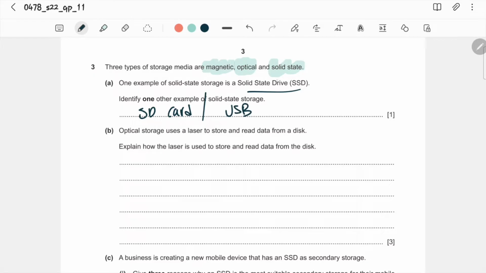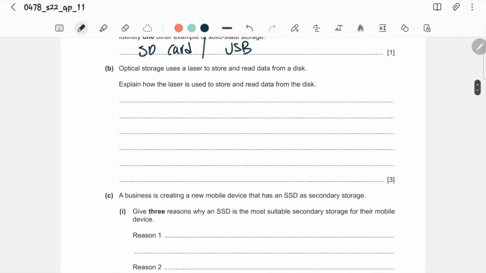Now you need to understand how solid state drives work. They use something called NAND technology. They use transistors, all that. Okay, no read write arms and all that type of stuff, right? So that is what a solid state drive is. That is an example of solid state storage.